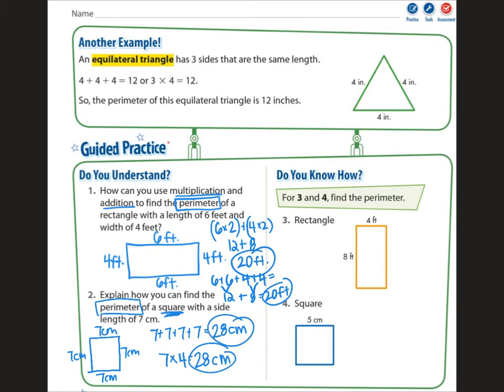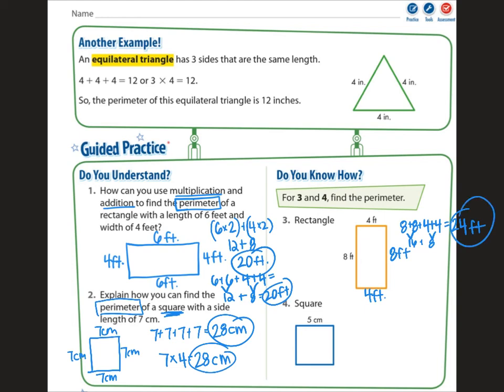All right, now let's take a look at number 3. We're looking at a rectangle. Let's find the perimeter. If this is 8, I also know this is 8. If this is 4 feet, this is 4 feet. So I can add 8 plus 8 plus 4 plus 4. 8 plus 8 is 16. 4 plus 4 is 8. And 16 plus 8 gives me 24. So the perimeter of that rectangle is 24 feet.